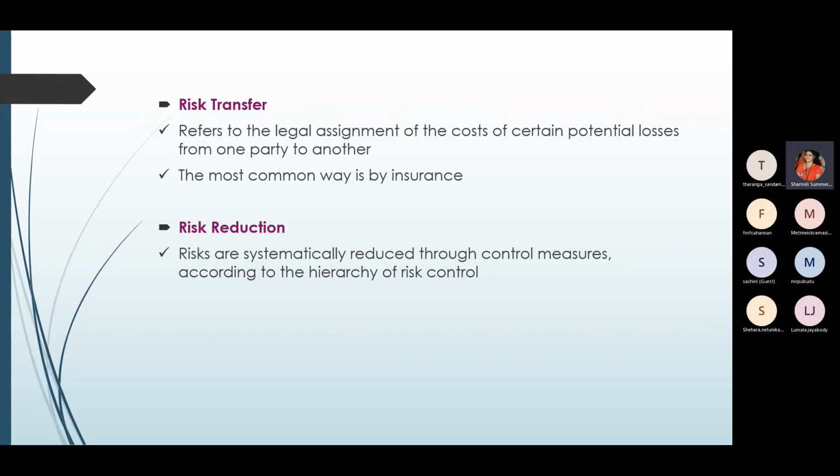Risk reductions are systematically reduced through the control measures according to the hierarchy of risk control. So there are some measures available which we use for each and every risky activity in order to reduce it. We are not eliminating the risk, we are reducing. So with all these control measures like avoidance, reduction, transfer, and retention, we are not completely eliminating the damage caused by the risk, but we are controlling it.